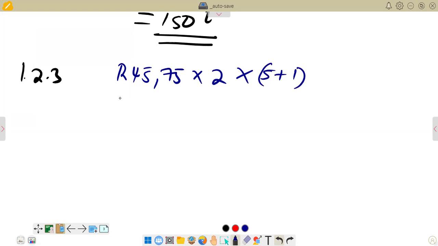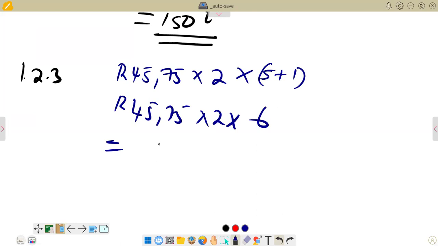If you simplify it further, it becomes 45.75 multiplied by 2, multiplied by 5 plus 1, which becomes 6, multiplied by 6. And then the answer that we are going to get becomes 549. You can verify that your calculation is correct by saying 45.75 multiplied by 2, and then multiplied by 6. And obviously, you're going to get your 549 rand. So this is what we have in terms of 1.2.3.